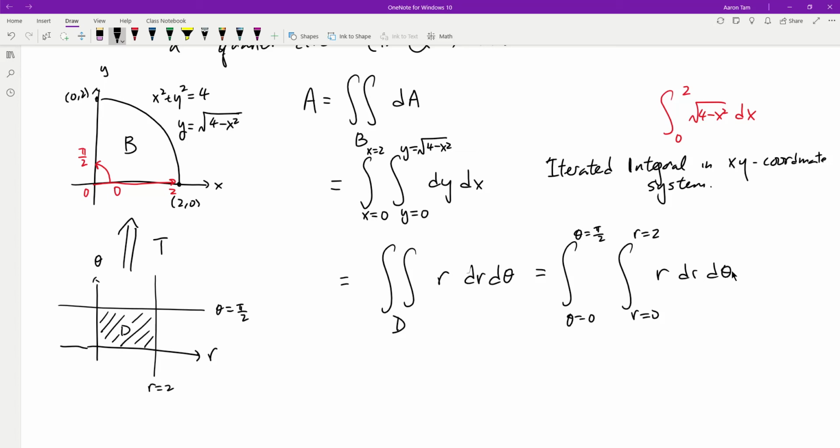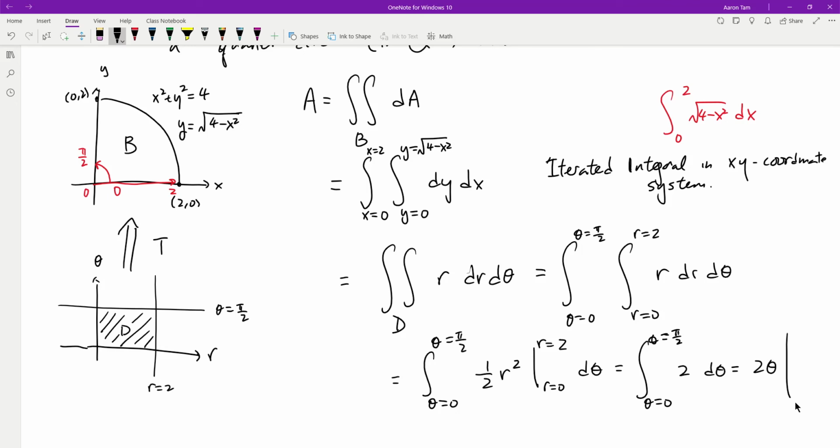So what happens when I integrate it? If I integrate the first time, I get the integral of theta from 0 to pi over 2. The integral of r dr is 1/2 r squared, evaluated from r equal to 0 to r equal to 2, d theta. Plug in 0, you get 0. Plug in 2, you get 2 squared over 2, which is 2. So it becomes the integral of theta from 0 to pi over 2 of 2 d theta. That means 2 theta, evaluated from theta equal to 0 to theta equal to pi over 2.